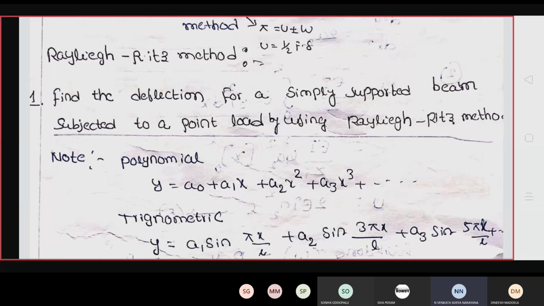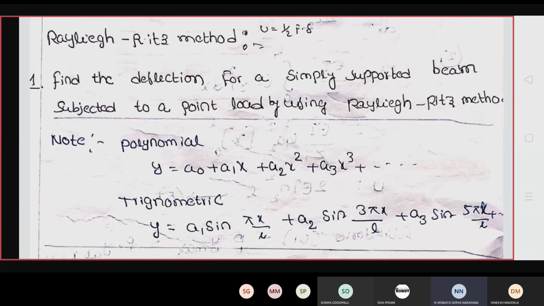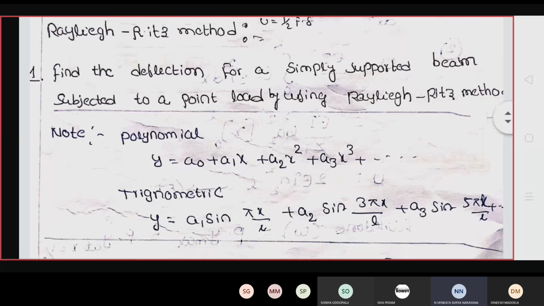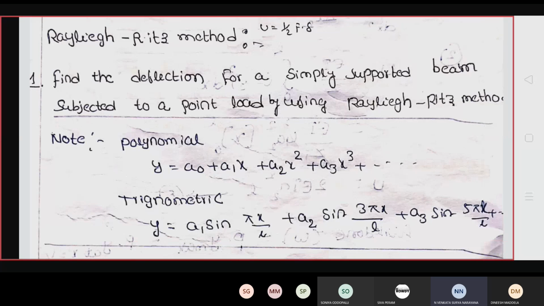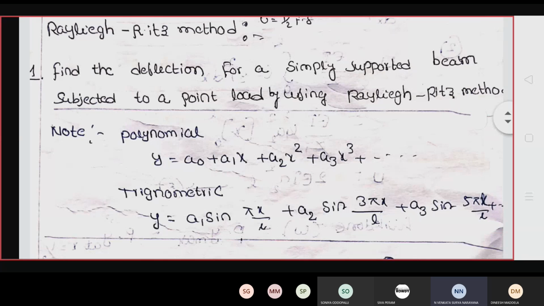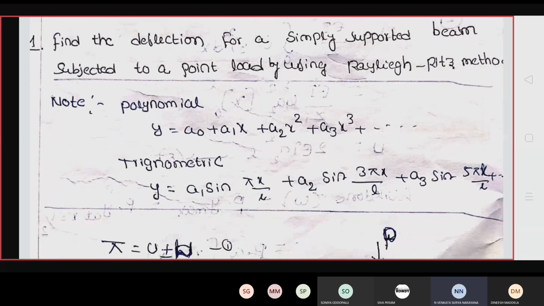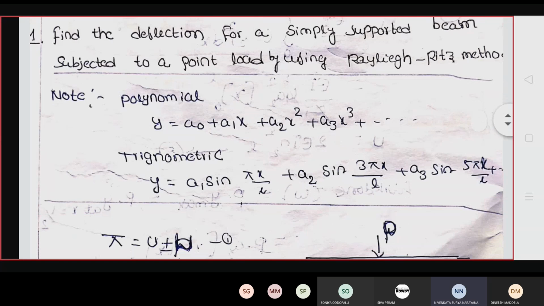Already we know the expressions for the Rayleigh-Ritz method, polynomial or trigonometric. First I am reading the polynomial series: y equal to a0 plus a1x plus a2x square plus a3x cube and so on. Coming to the trigonometric series: y equal to a1 sine pi x by l plus a2 sine 3 pi x by l plus a3 sine 5 pi x by l and so on.